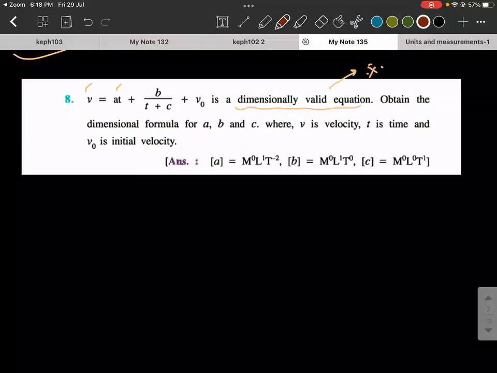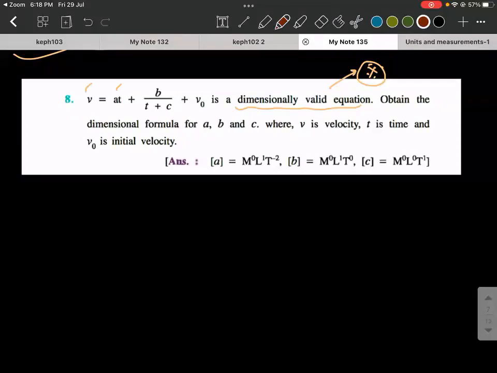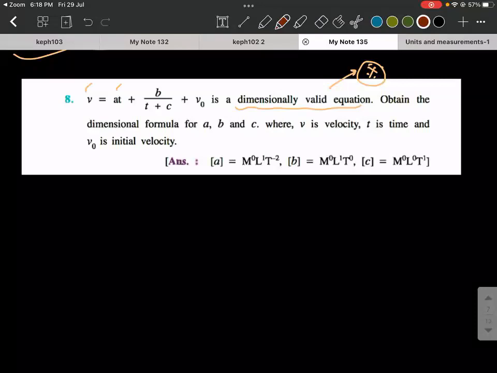This is the most important point. What do I mean by a dimensionally valid equation? It means it is a dimensionally consistent equation. The left hand side physical quantity has the same dimension as the combination of the right hand side physical quantities. Correct? So obtain the dimensional formula for A, B, and C, where V is the velocity, T is the time, and V naught is the initial velocity.